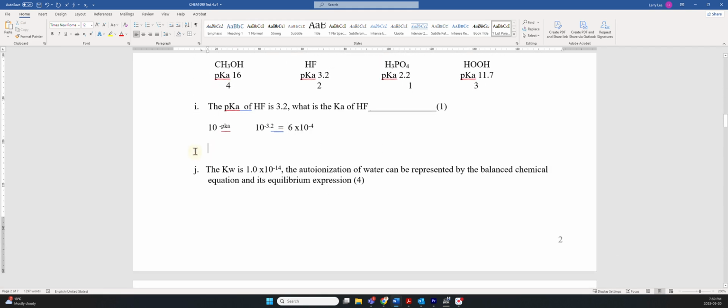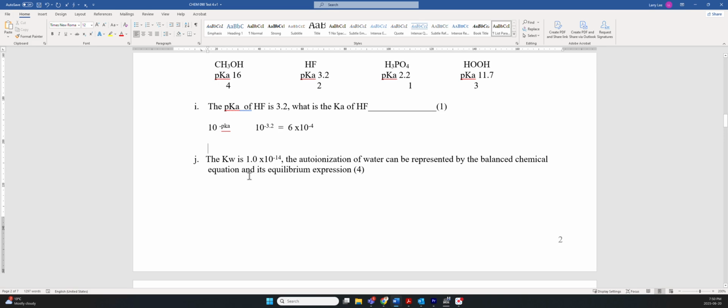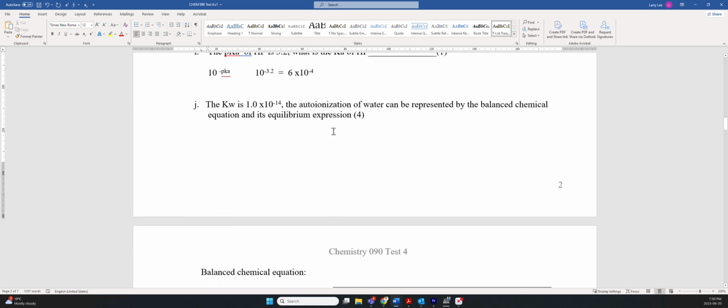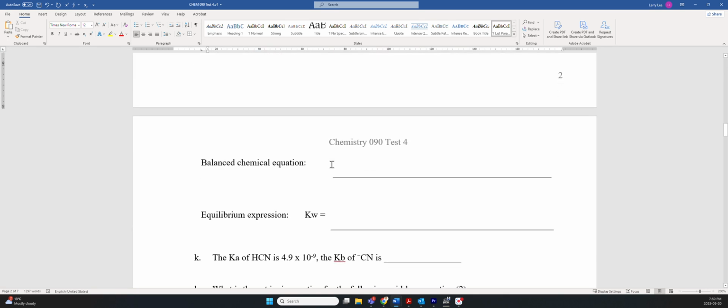Okay, these questions are not supposed to be tricky. Kw for the autoionization of water. We could have a balanced equation. Autoionization of water, 2 ways you could write it. H2O reacting with itself. One serves as the acid, the other one serves as the base, and you put an equilibrium arrow right here. So we just put equal, because I can't really do this on my computer.